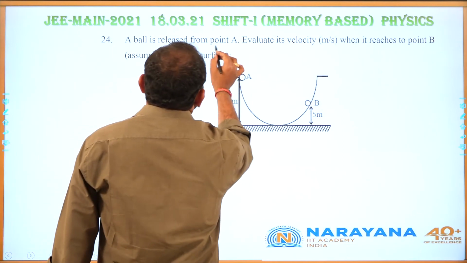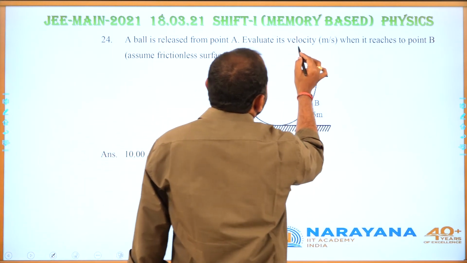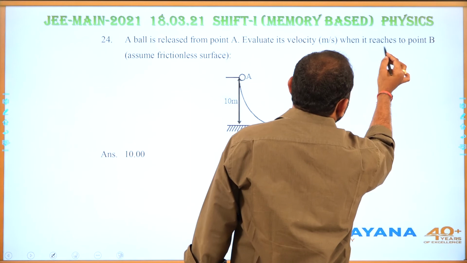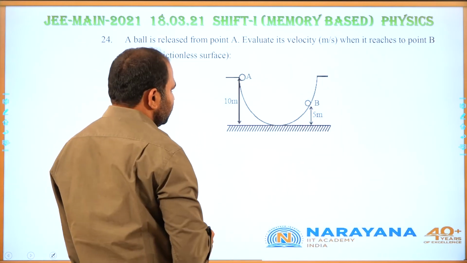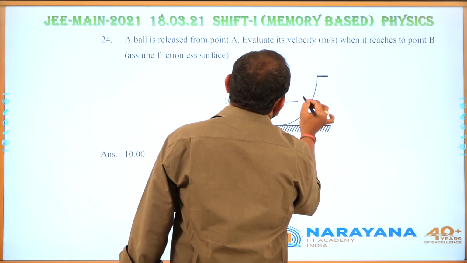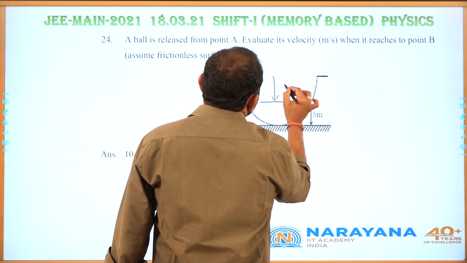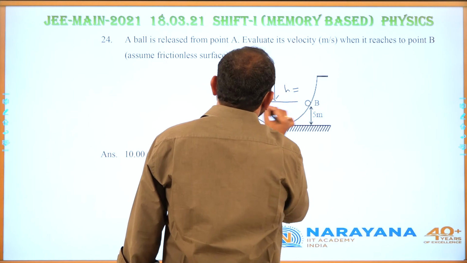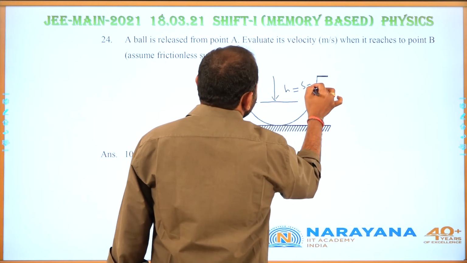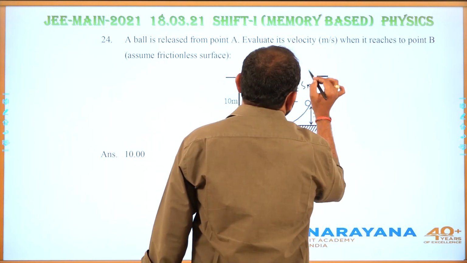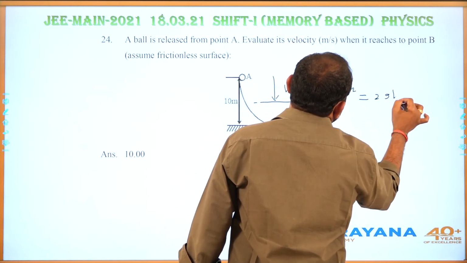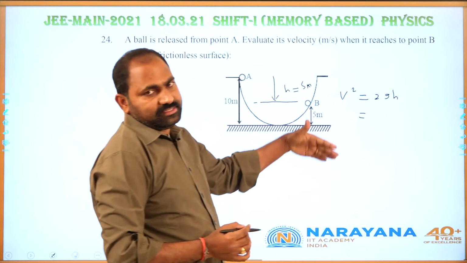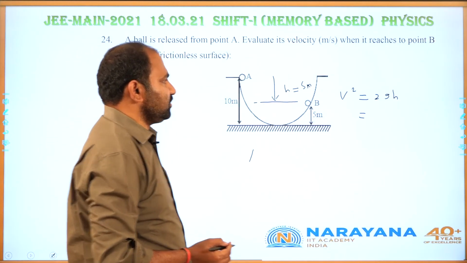A ball is released from point A, evaluate its velocity in meter per second when it reaches point B. Assume a frictionless surface. As it falls from A to B, the vertical height descended by the ball will be 10 minus 5 meters. So directly we can write the expression as V square equal to 2gH. H is the effective height descended by the ball in the gravitational field.